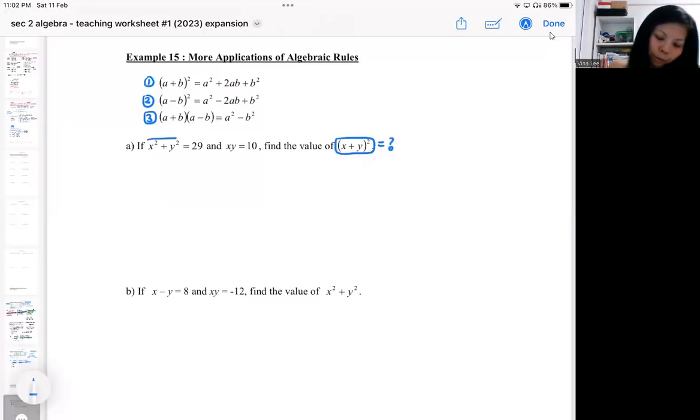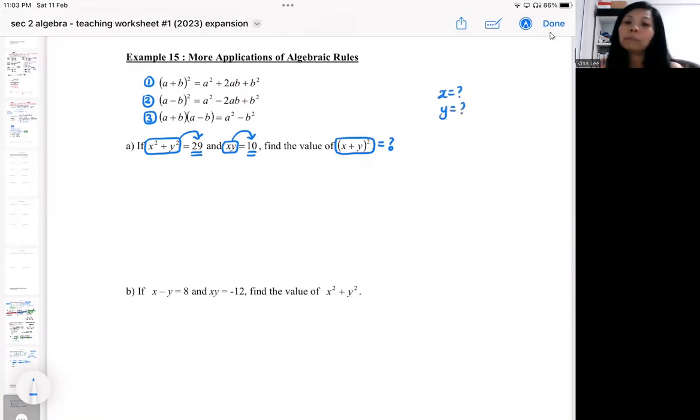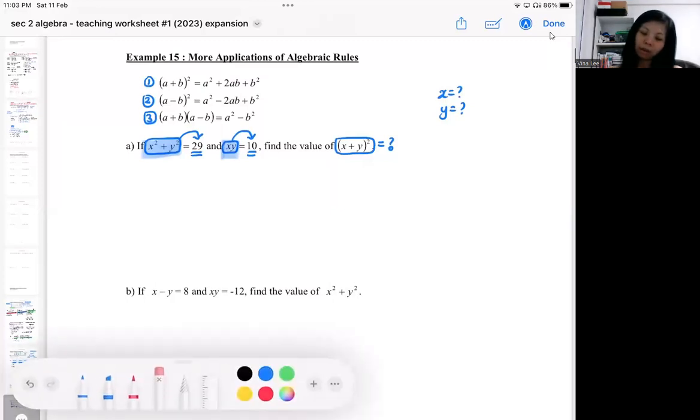And yet they gave you two pieces of value. They tell you that x squared plus y squared is 29. They tell you that x times y is 10. So you have to look at the question in such a way that you do not know x. Do you know x? Do you know y? You don't know. But you know that x squared plus y squared is 29. You know that xy is equal to 10. So your job is not to find x and y.